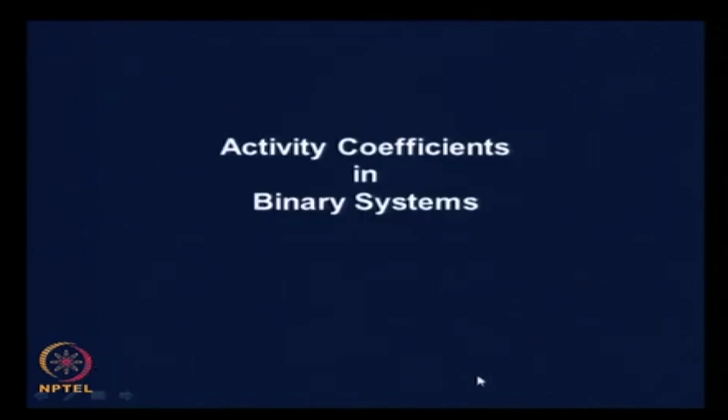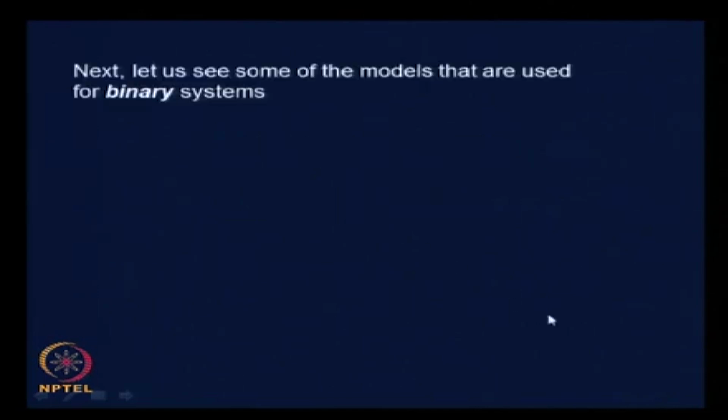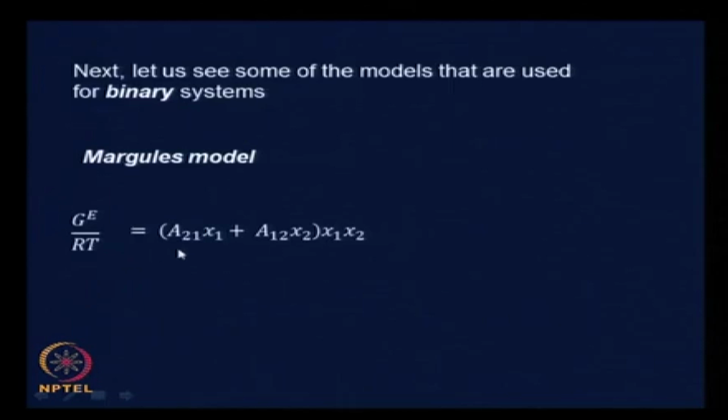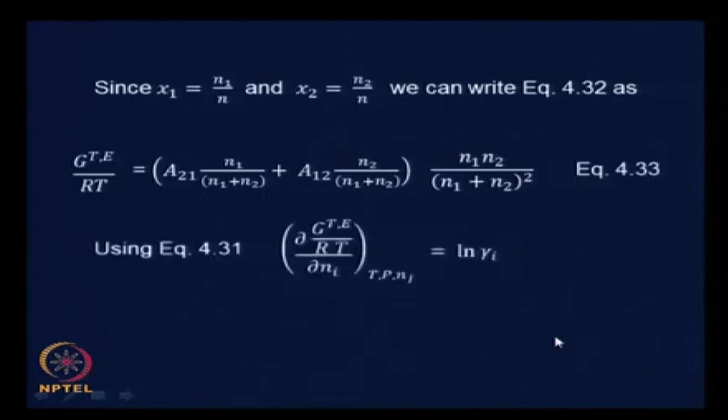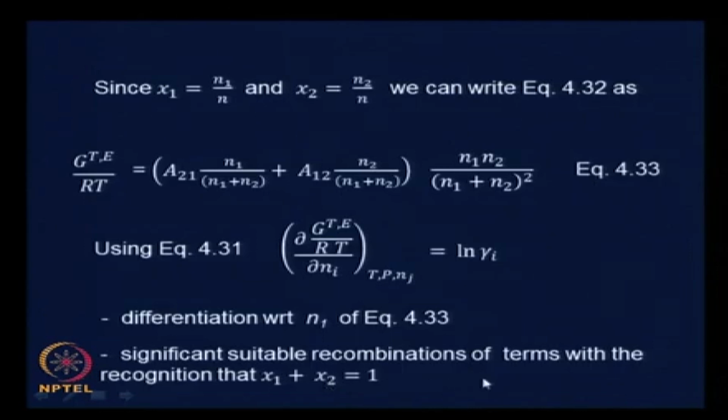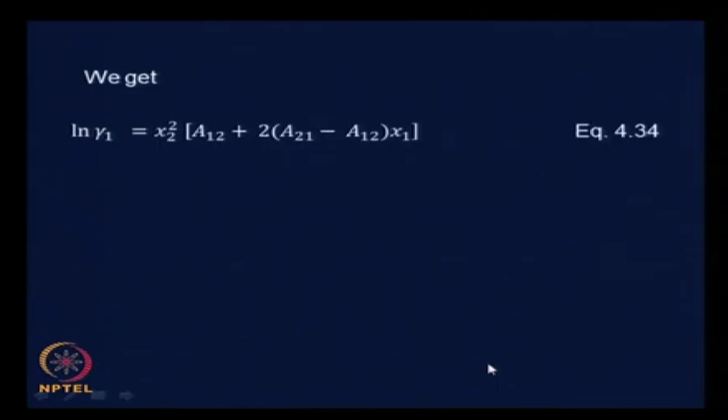Earlier we saw some intuitive models. Rather, before that I should say we started looking only at binary systems, the activity coefficients in binary systems, from then onwards, and earlier we saw some intuitive models by Margules, which gave us GE by RT equals (A21 x1 plus A12 x2) times x1 x2, and by following the differentiation with respect to one of the mole numbers and suitable recombination, we could convert it this way, or we could do it in terms of x1 x2 also, that is what we did later, but here we did convert it to n1 and so on. We got expressions for γ1 and γ2.